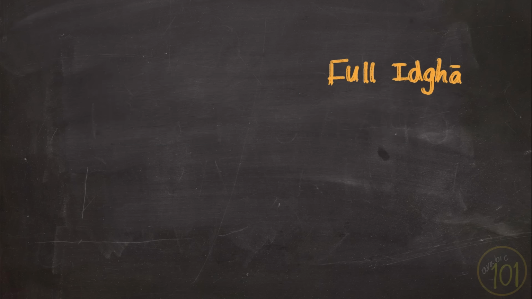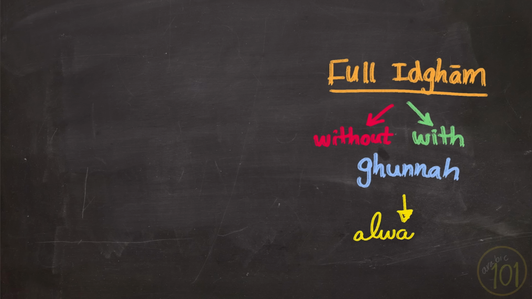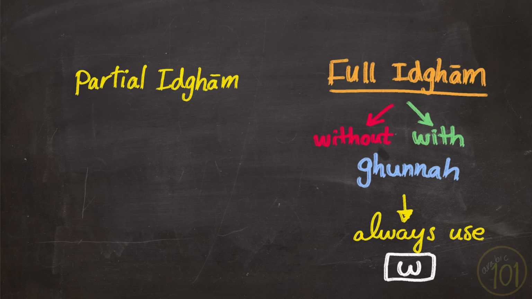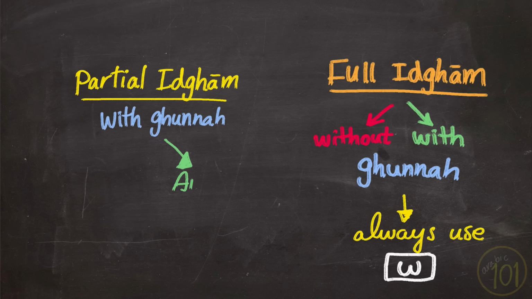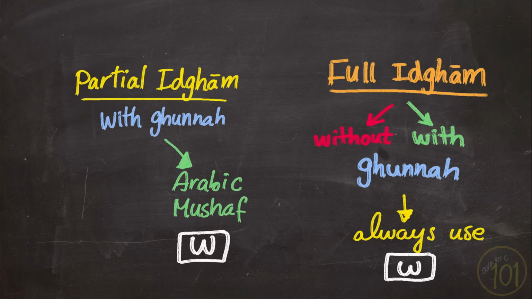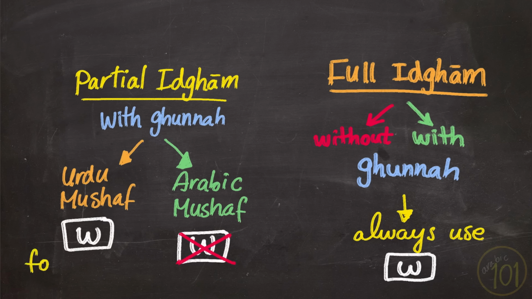So, full idgham with or without ghunna will always be indicated with a shaddah, no matter where you look. But partial idgham is indicated with no shaddah in Arabic Mushafs and with a shaddah in Urdu Mushafs to make it easier to recognize this Tajweed rule.